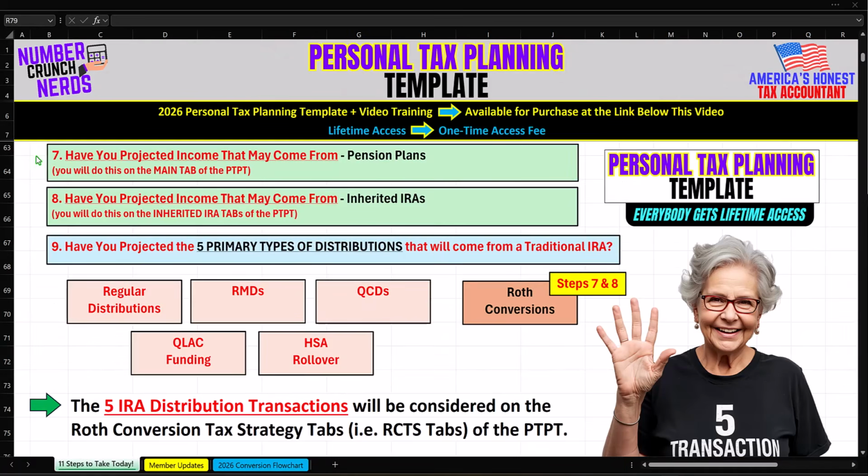Okay, let's move to action steps 7 and 8. For action step number 7, have you projected income that may come from pension plans? And number 8, have you projected any income that may come from inherited IRAs? Note the projection of pension income will occur on the main tab of the personal tax planning template, and projected income that relates to inherited IRAs will occur on the inherited IRA tabs.